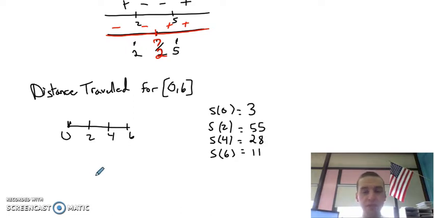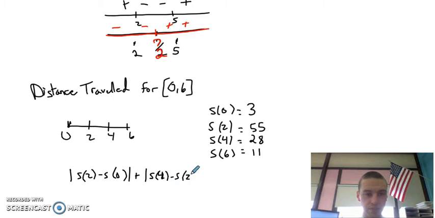And so the correct mathematical way to write this now is the distance traveled from s of 2 minus s of 0, the absolute value of that, plus the distance traveled from s of 4 minus s of 2, absolute value of that, plus the distance traveled from 6 minus 4.